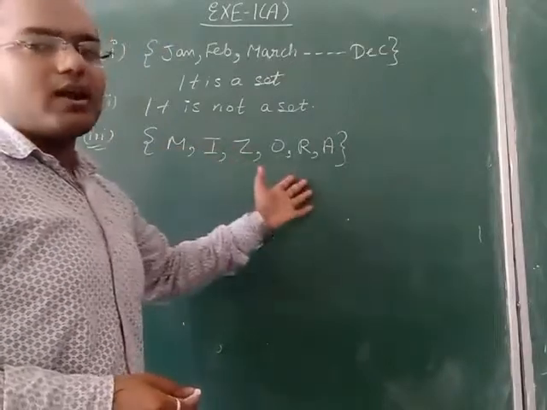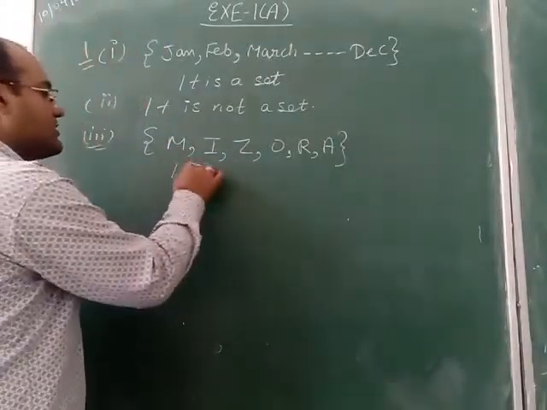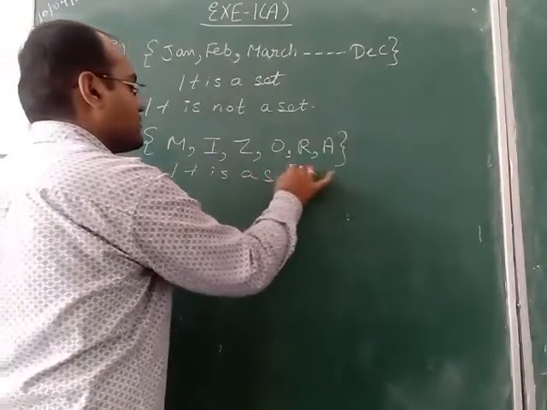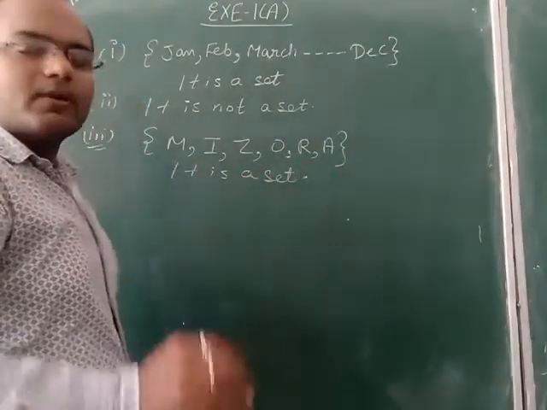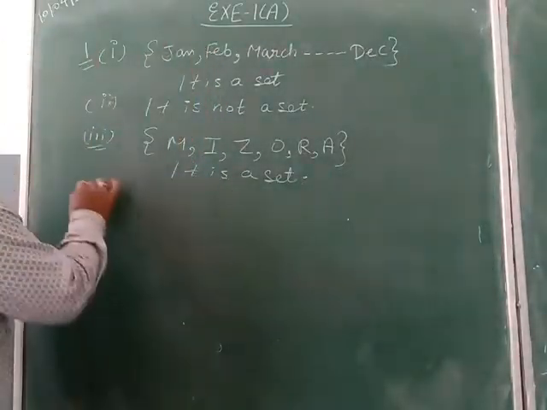We had written all the letters which are coming in the word Mizoram, so we know the answer very well. So we will say it is a set. So like this we have to do question number first. Now come to question number second.